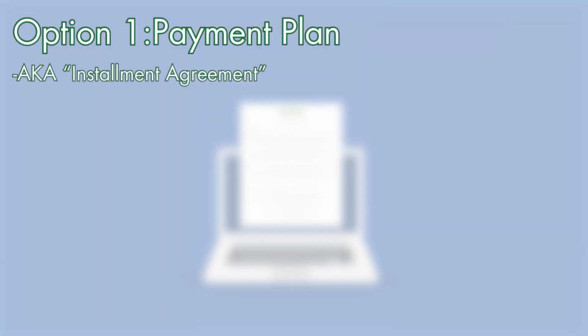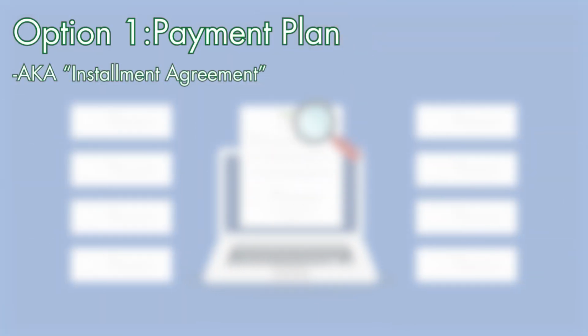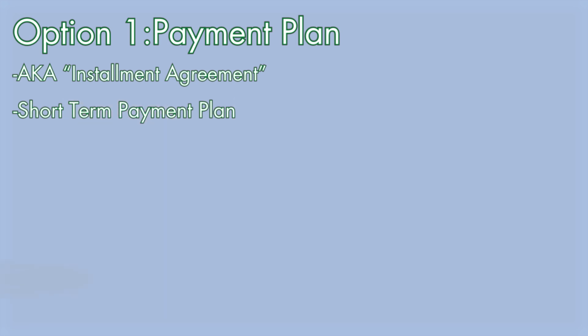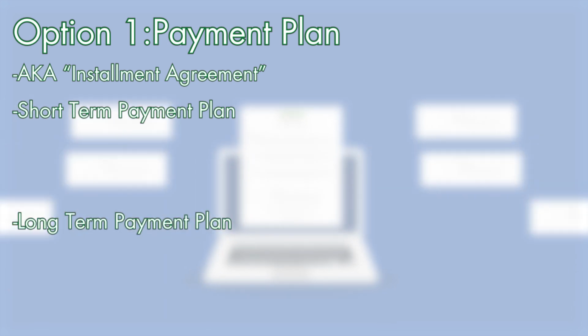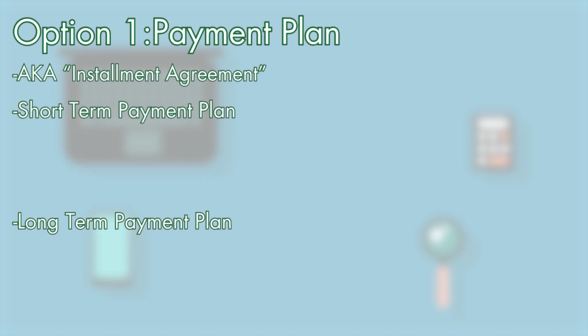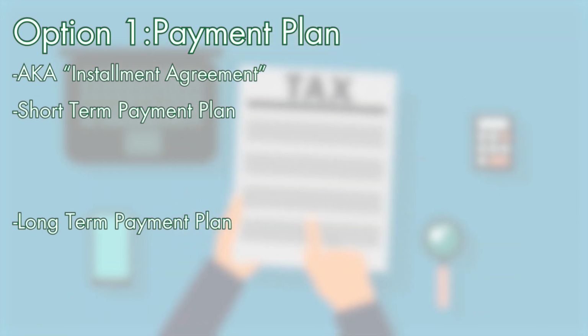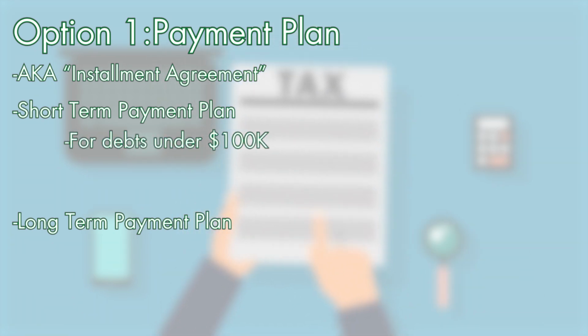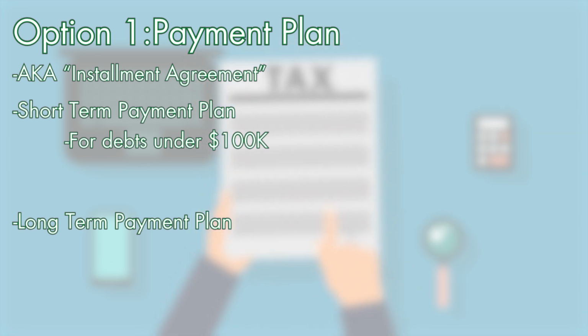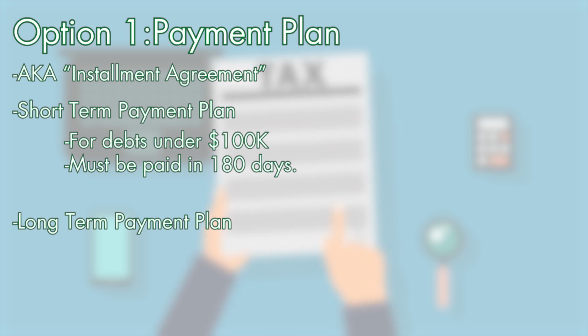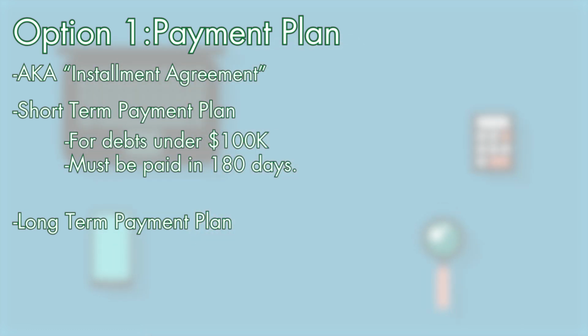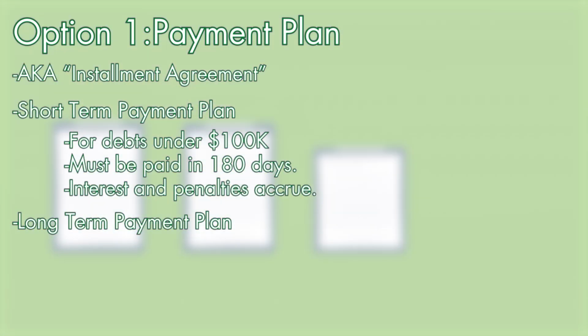Option 1, set up a payment plan. This is also known as an installment agreement. Now, there are 2 types. You have the short-term payment plan, and then you have the long-term payment plan. With the short-term payment plan, this is for debts that are under $100,000. And once you set up this payment plan, you have 180 days to pay it off. Fees and penalties do accrue.